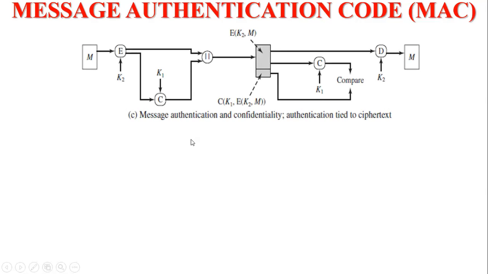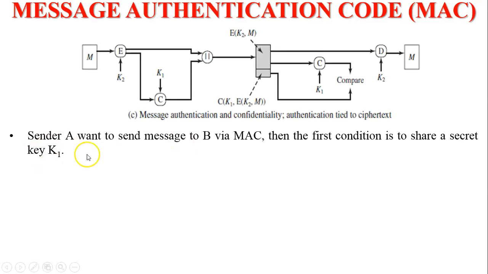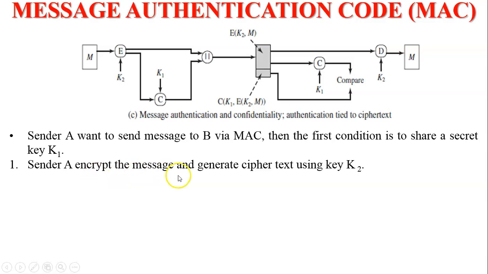Third application: sender A wants to send a message to B via MAC. Then the first condition is to share a secret key K1, because the MAC is generated with the help of key K1. Sender A encrypts the message and generates ciphertext using key K2.